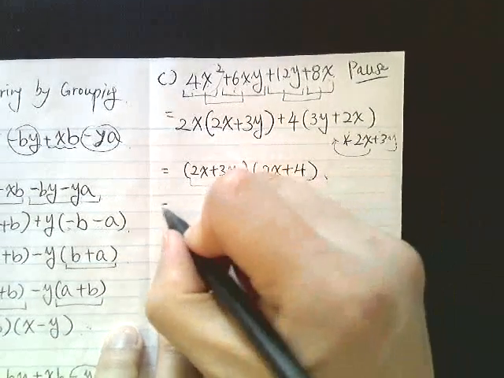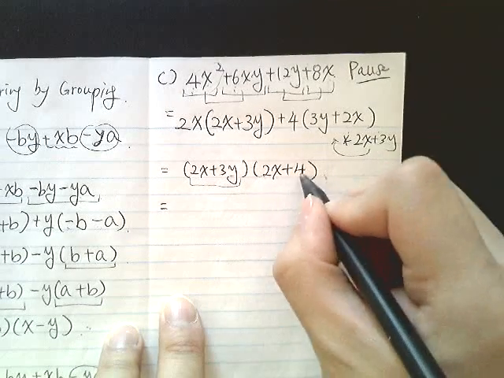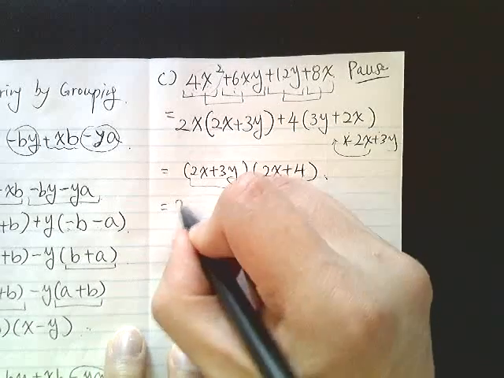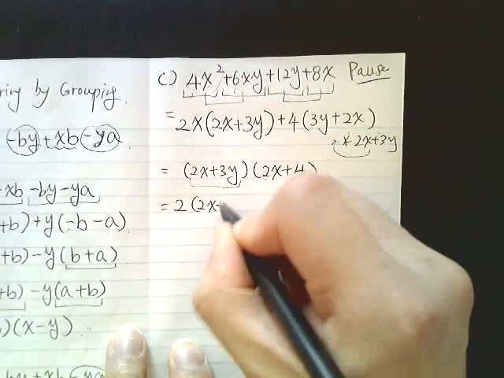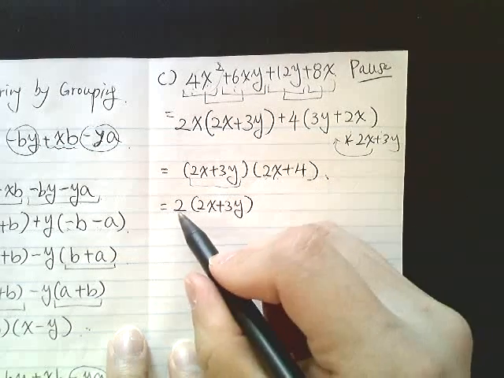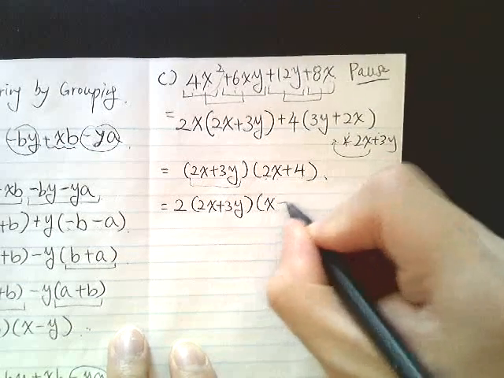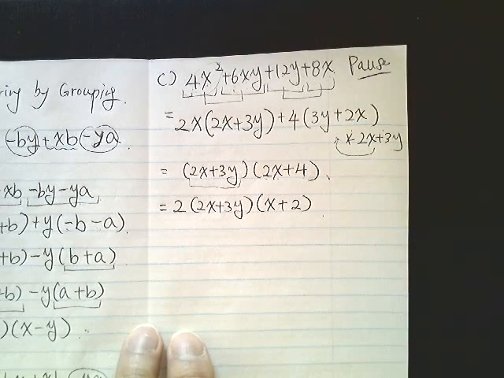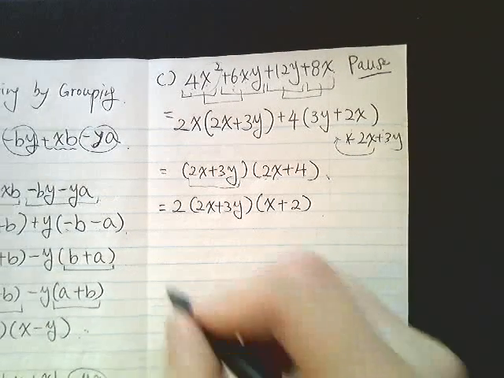So what you need to do is take the common factor of this to the very front, which is 2. Okay, and all you need to do is divide each by the common factor here. So x plus 2. Okay, then you are good to go.